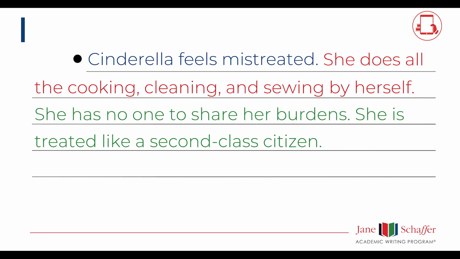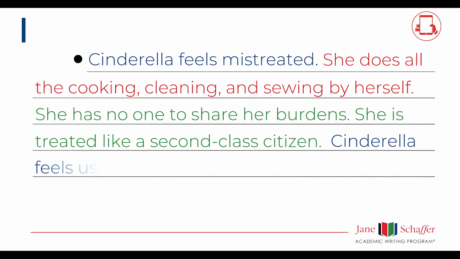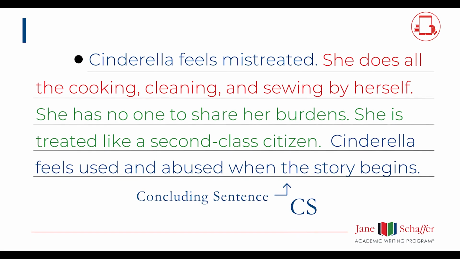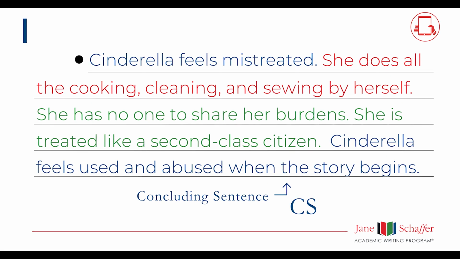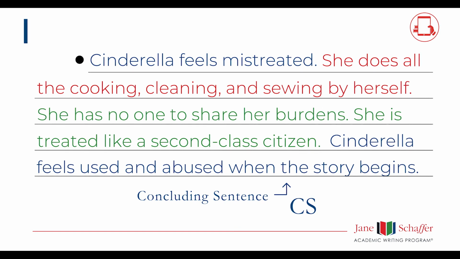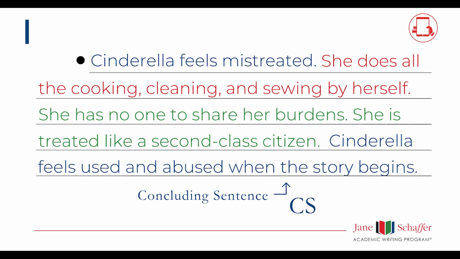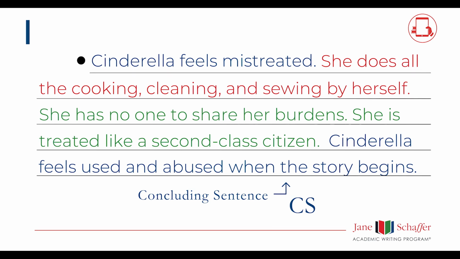On your JSWP paragraph form, please write, Cinderella feels used and abused when the story begins. This is our concluding sentence, abbreviated as CS. You'll notice that both the topic sentence and the concluding sentence are blue. That's because the topic sentence and the concluding sentence act as bookends to the paragraph. And just as bookends prevent books from falling off a shelf, the topic sentence and the concluding sentence hold the paragraph together into one cohesive unit.